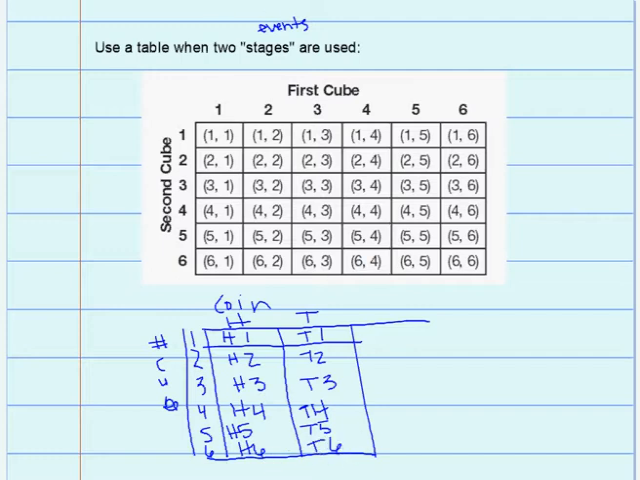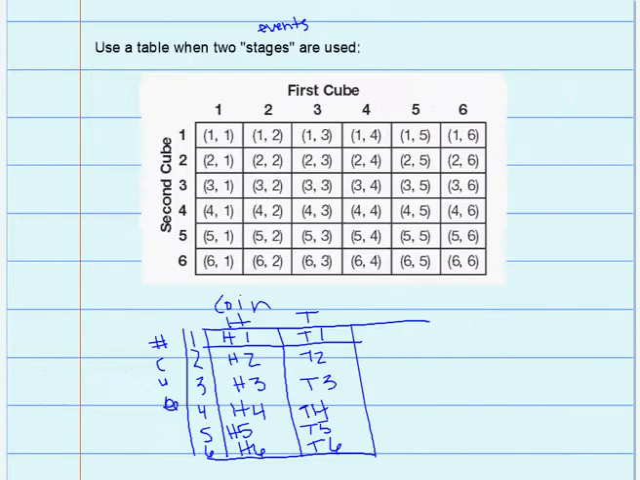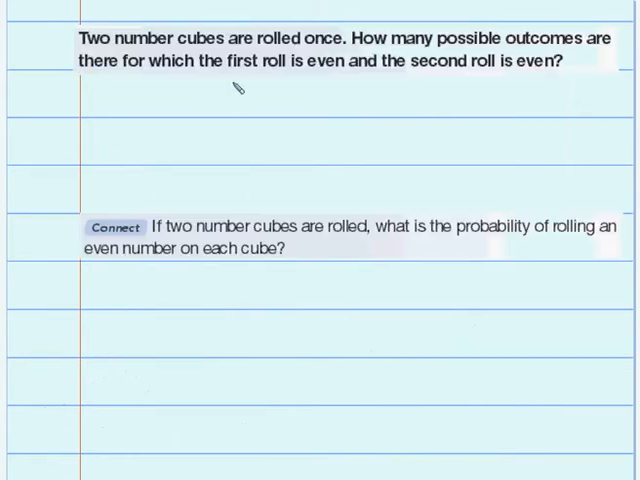We need to talk about the probability multiplication rule. So that's the fundamental counting principle. 2 number cubes are rolled once. How many possible outcomes are there for which the first roll is even and the second roll is even? Well, we know how many total outcomes there are, but that's not what they're asking. They're only asking for the outcomes where you get 2 even rolls.